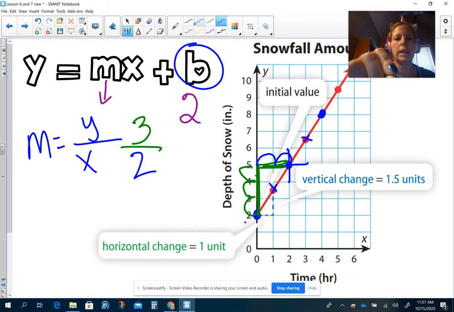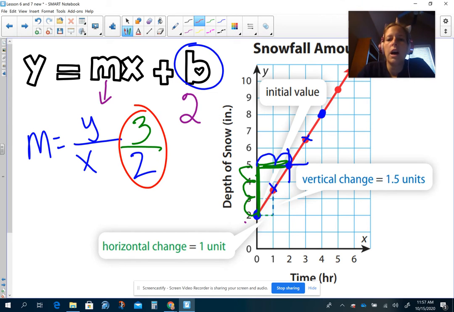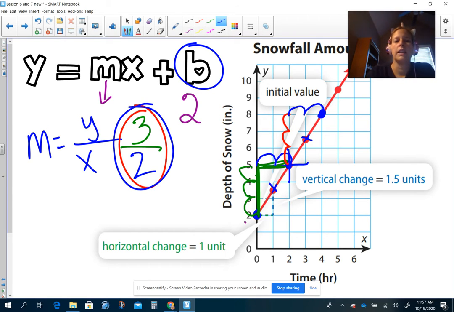I'm going to show you that again. Let's do it to the next one. Let's see if we still get 3 over 2. You ready? I'm going to change. How am I changing on my y? We're going to go up 1, 2, 3. And then how am I changing on my x? I'm going over 1, 2. So here's my rate of change.